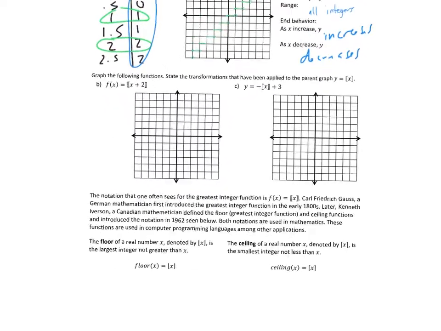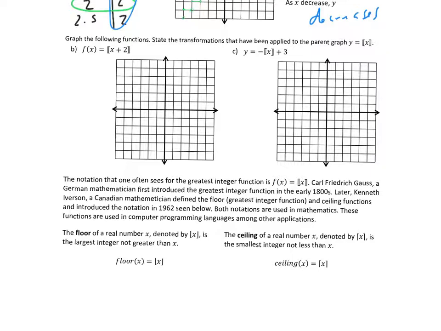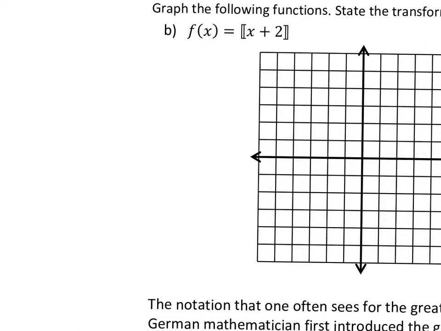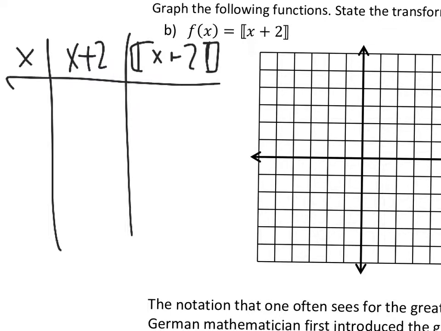All right, we're going to do b together as well. Graph the following functions. State the transformations that have been applied to the parent function y equals the step function of x. All right, I'm going to start again and make a table of values. I'm going to do it a little bit slower this time. Kind of show it in a couple different ways here. So I have my input, my output, and my rule, just to help me get a handle on this.